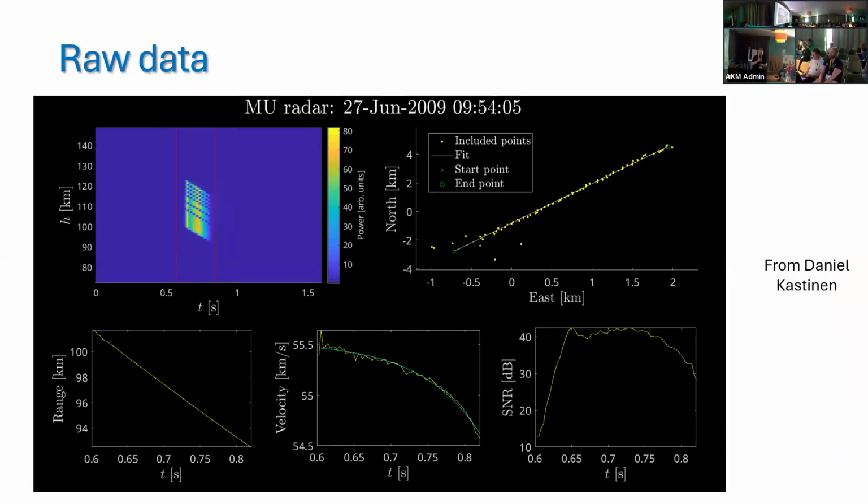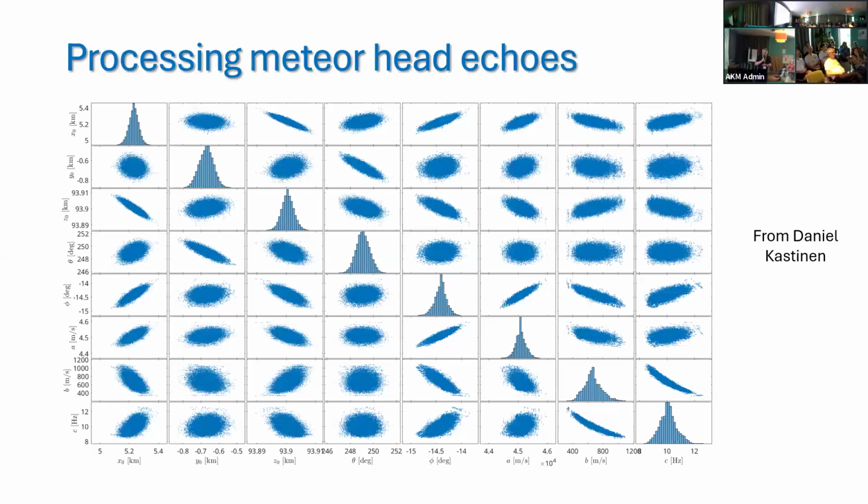This is an example of raw data that we obtain with this system, from the Mu radar in Japan. This gives you an idea about what you get from the radar. Here you have the power, here you have the information from the interferometer, you have the range, you have the Doppler speed, and you have the signal-to-noise ratio. From all this, Daniel explained how to process this data, and this is the kind of results you can obtain.